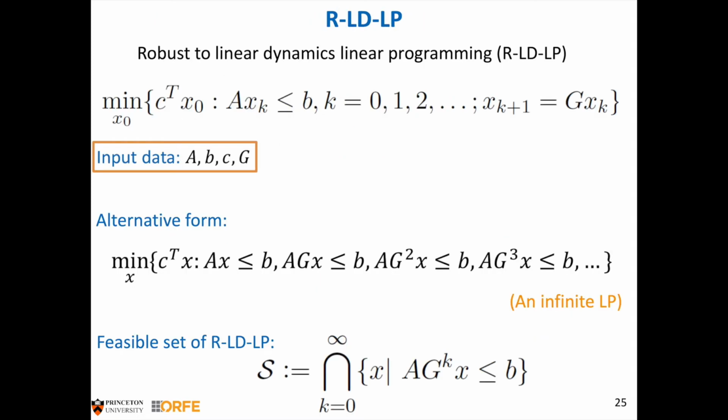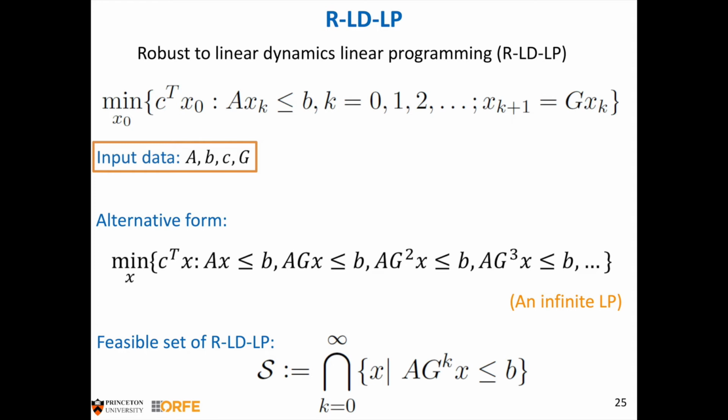So what is the simplest case? This is what we call robust to linear dynamics linear program, RLDLP for short. So what is a linear program? It is a problem of minimizing C transpose X over a polytope AX less than or equal to B. So the input to a linear program is A, B, and C. What is new here is this matrix G. G is n by n. So that's the linear dynamics. And I want to minimize C transpose X0 such that the future trajectory is always in this polytope. Okay.